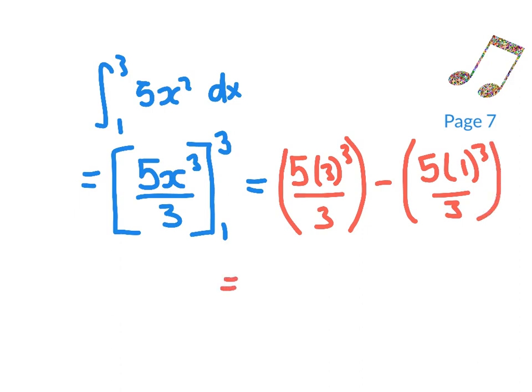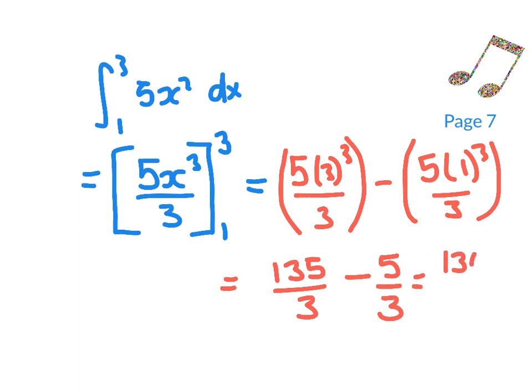Now a lot of these are non-calculator, so we're going to go through this non-calculator. Now I know the 3 cubed divided by 3 I could simplify, but I'm not going to because I know I'm going to end up with thirds in the second bracket, and so I'm going to have to do subtracting fractions, so I need a common denominator. So 3 cubed is 27, 5 times 27 is 135, 5 times 20 and 5 times 7. So I've got 135 thirds. Take away 5 thirds, which will leave me with 130 thirds.